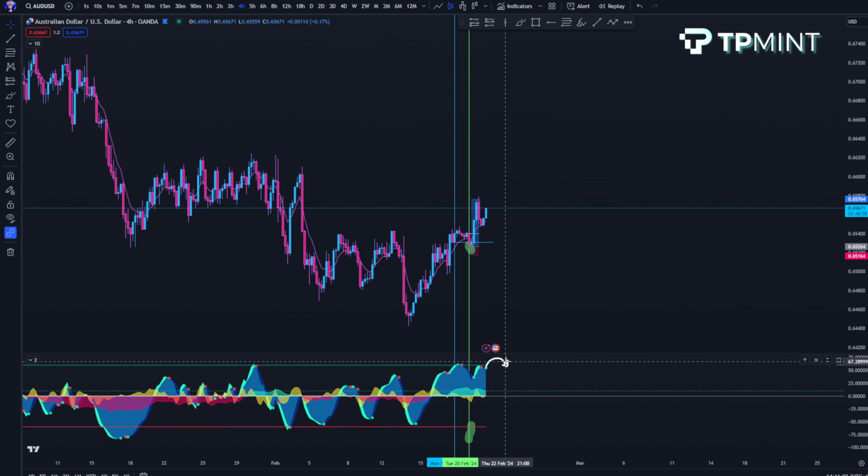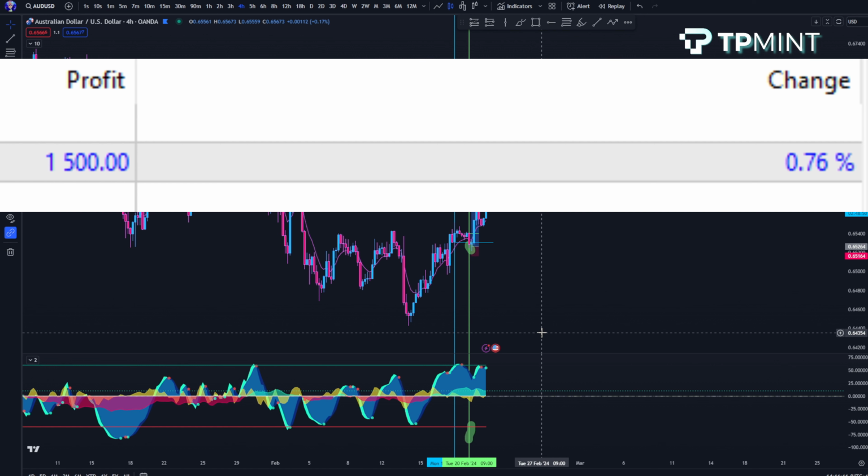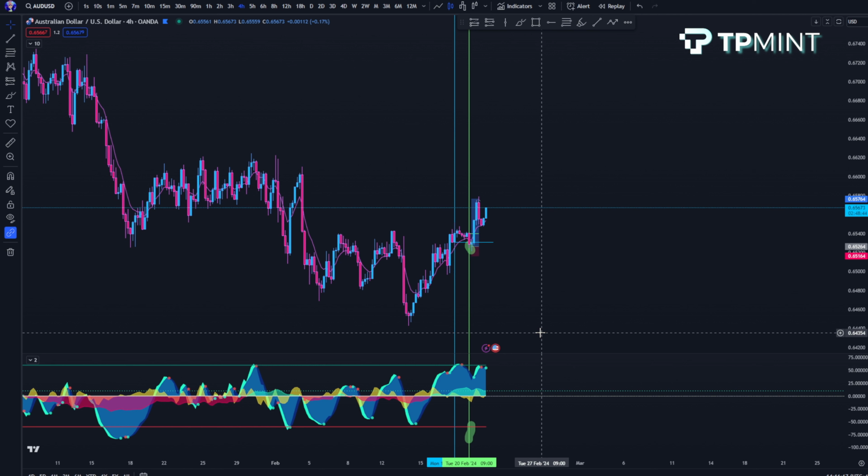So that's in a nutshell how I'm looking and thinking about everything with breaking down an actual trade I took. I didn't risk very much on the trade. I only put $300 on the trade because it went to 5x. I made $1,500.